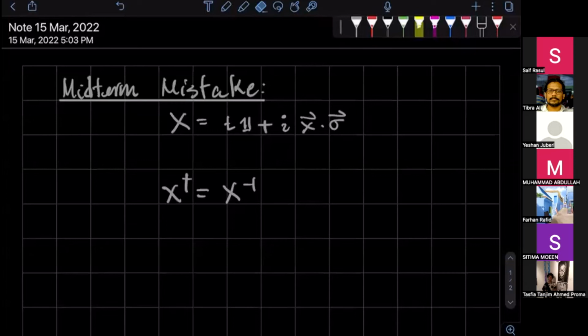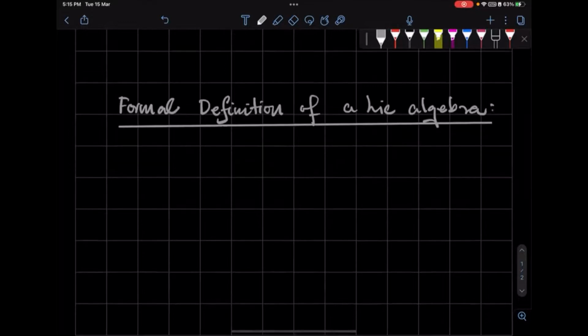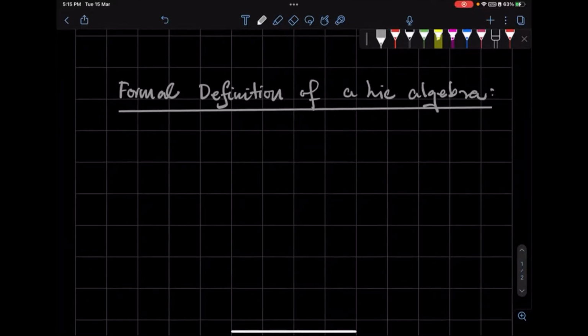Okay, so Farhan has asked a question: what is Lie algebra? How does the Levi-Civita symbol come into play and things like that, right, Farhan? Yes, sir. We have seen examples. So for example, we have SU2 matrix. I'm just trying to make contact with what we have seen.